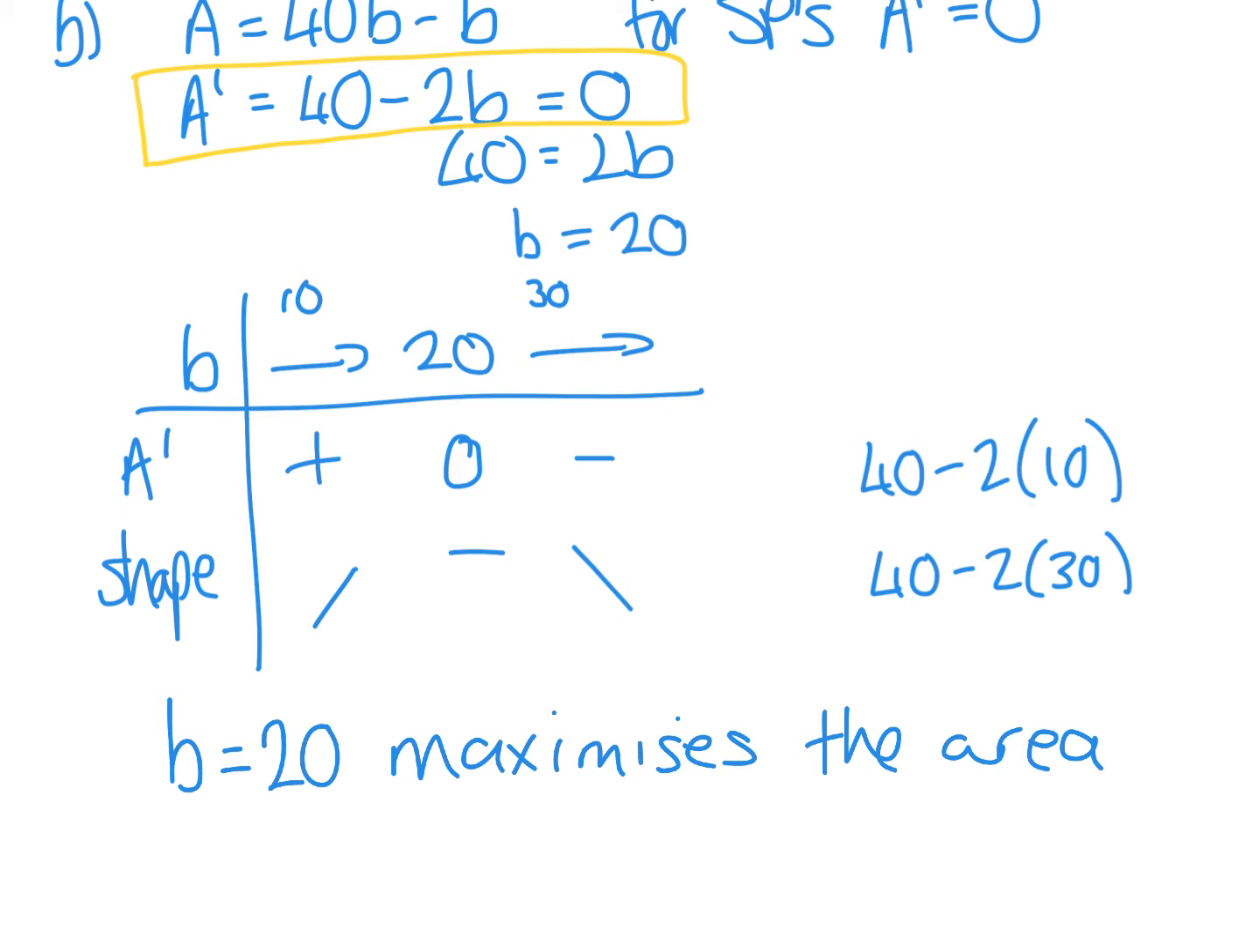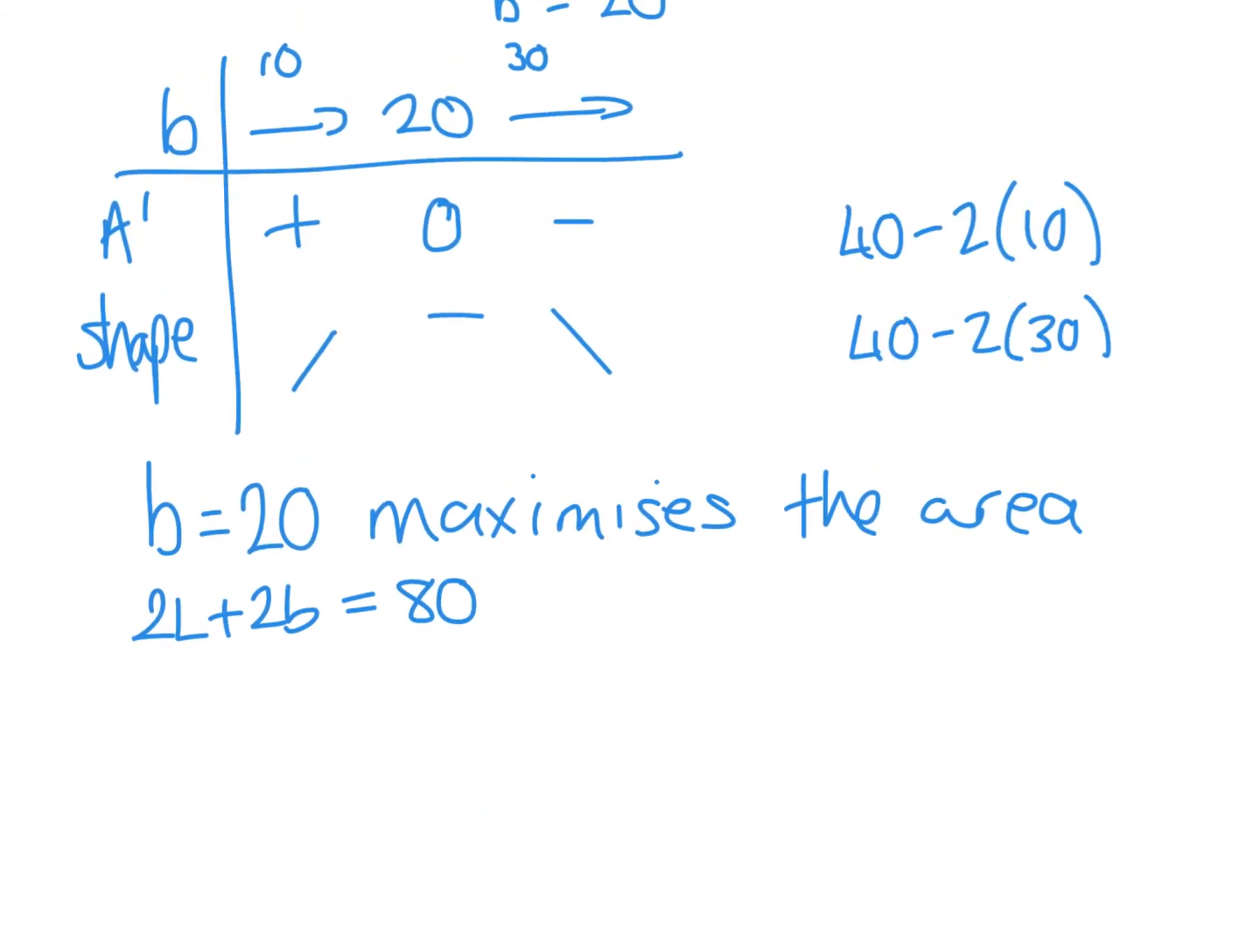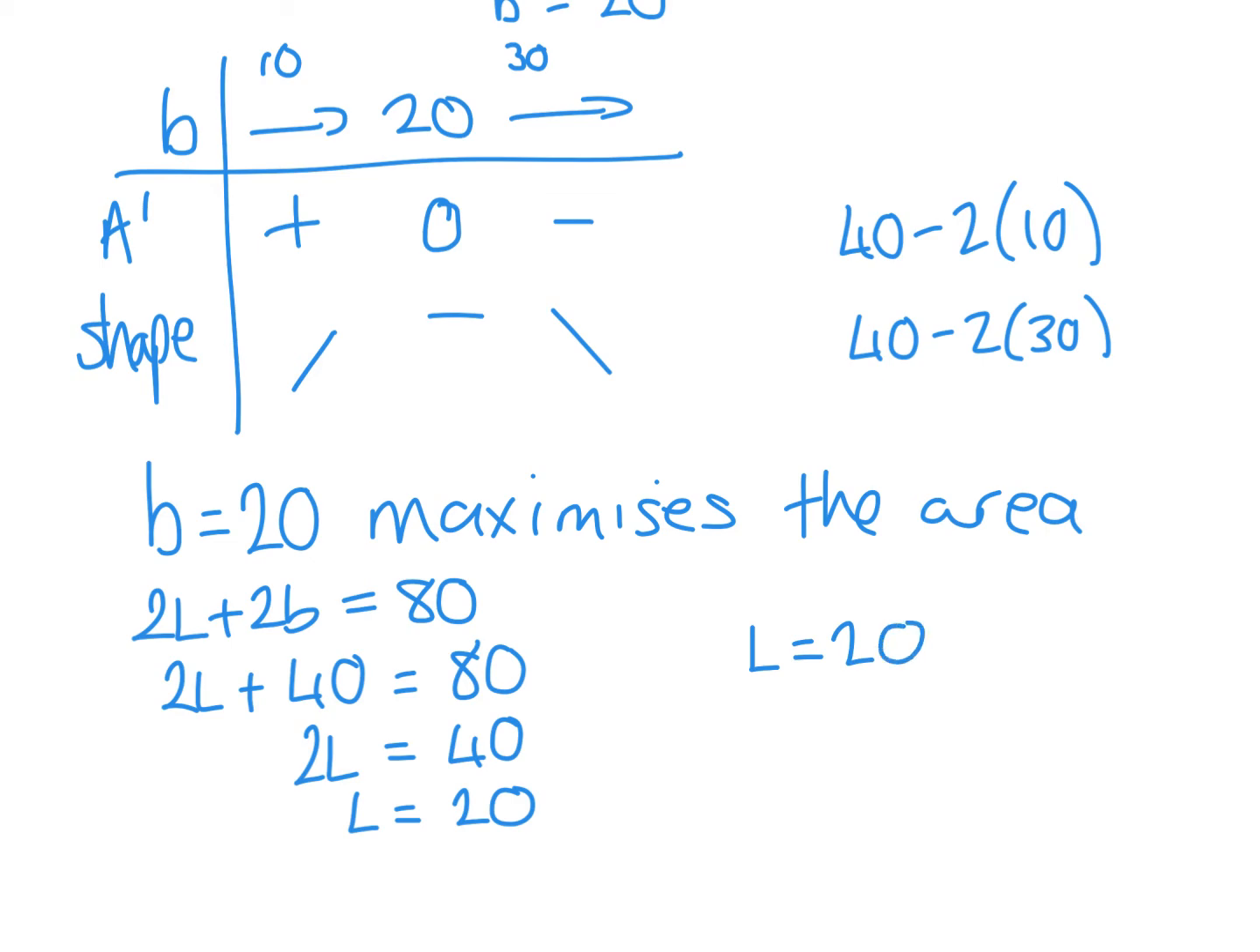So if my breadth is 20, remember we had that 2L plus 2B equaled 80 for our perimeter. So that makes a little equation for us to solve. We know our breadth was 20, so we've got 2L plus 40 equals 80. So 2L must be 40, so L would also be 20. So lo and behold, it's actually a square. So our length equals 20 and our breadth equals 20 as well. That would be our dimensions.